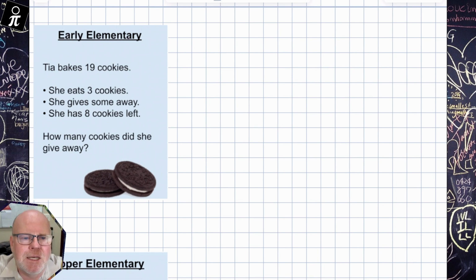So it says, Tia bakes 19 cookies. She eats 3 cookies. She gives some away. She has 8 cookies left. How many cookies did she give away?